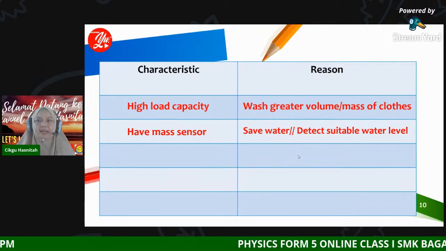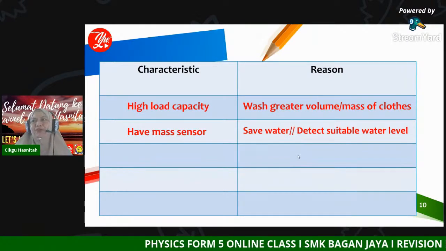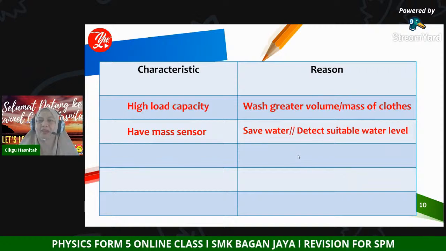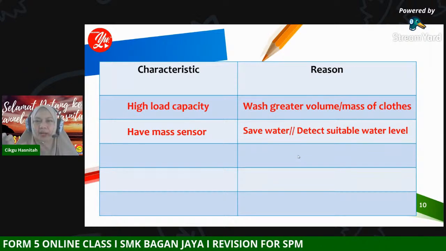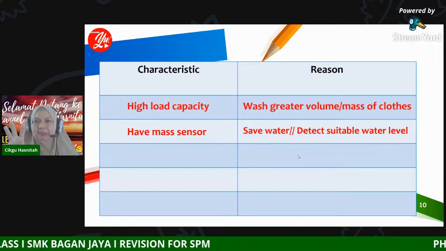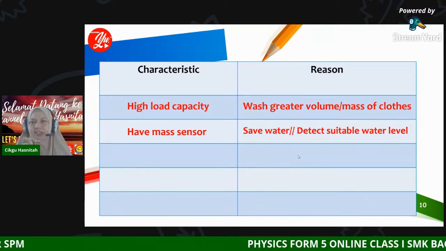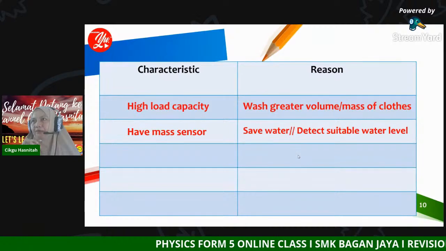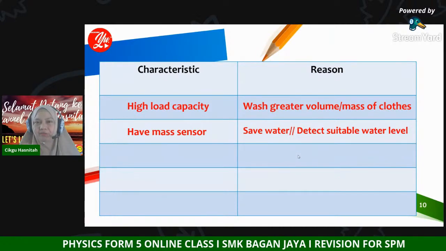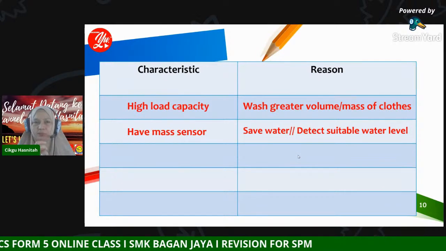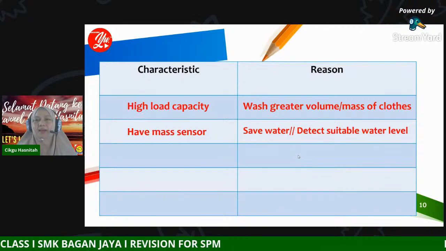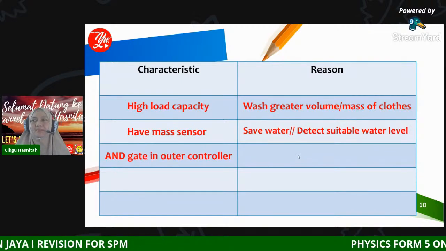Alright. Prevent overload. You can extend your answer. Overload in what? Prevent overloaded what? You can extend your answer a bit. Prevent overload of water, or prevent overload of clothes. Okay, good. Okay, third characteristic.